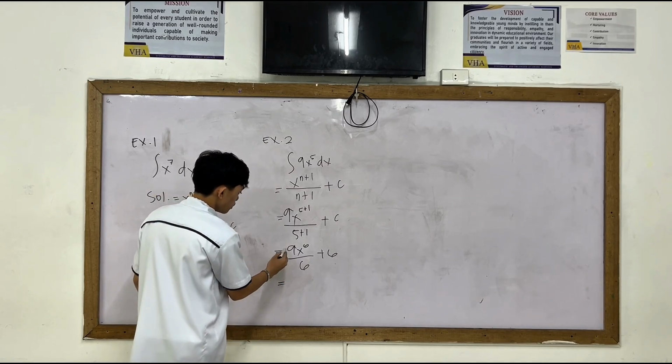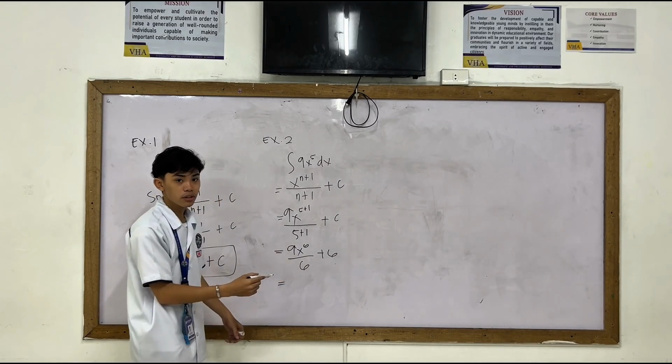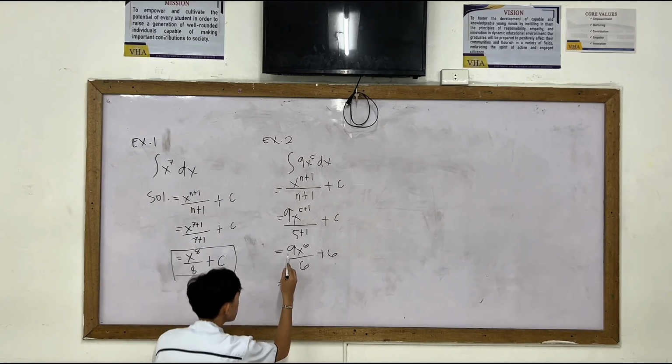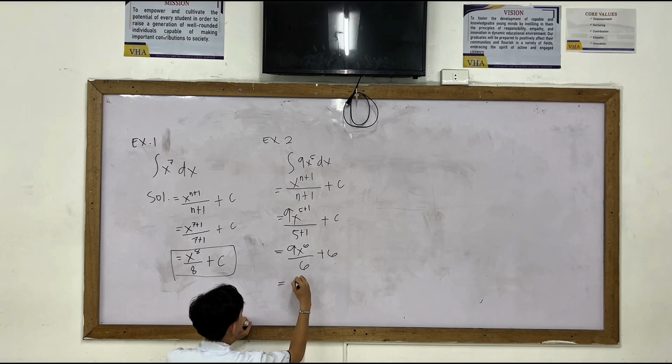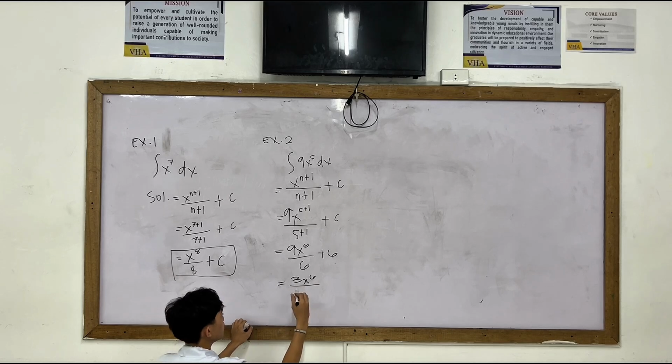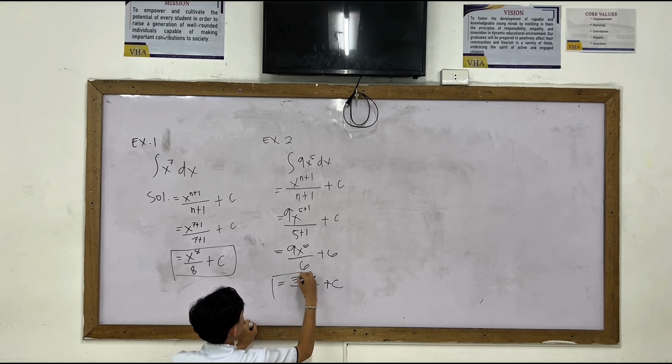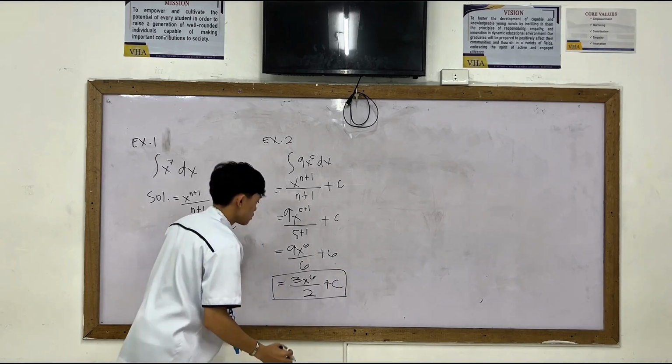So the 9 and 6 are both divisible by 3. So we divide them both by 3. So 9 divided by 3 is equal to 3, x to the 6. And 6 divided by 3 is equal to 2, plus C. This is the final answer.